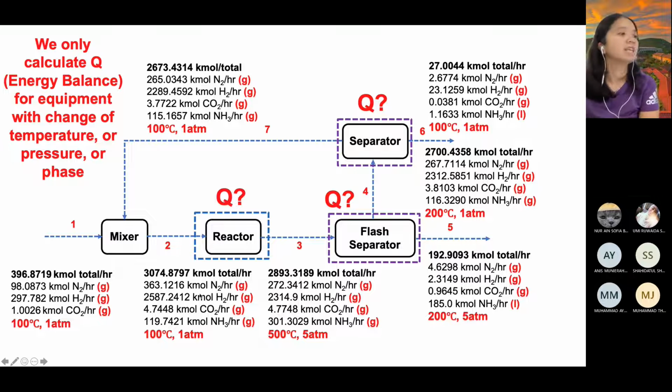Okay, so for example in this case, reactor automatic kena buat. Reactor kalau tak ada perubahan suhu, tak ada perubahan tekanan pun, tak ada perubahan fasa pun, reactor automatically kamu kena buat. Okay, so reactor automatic buat.